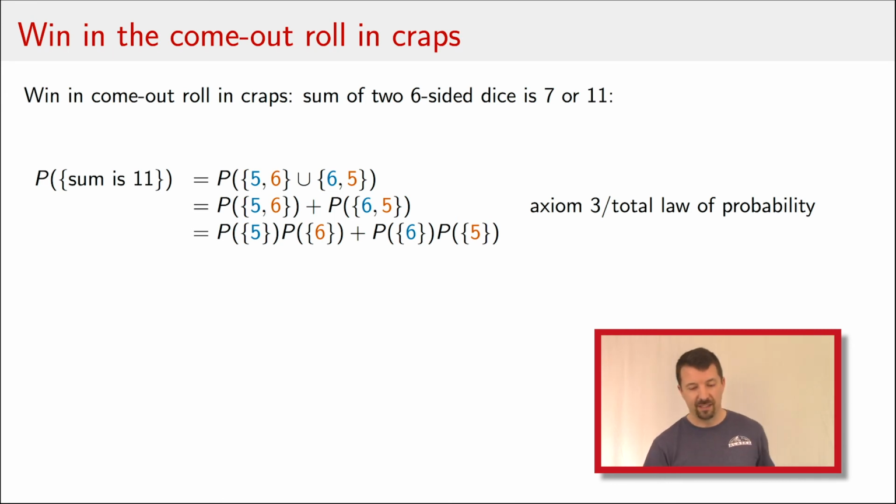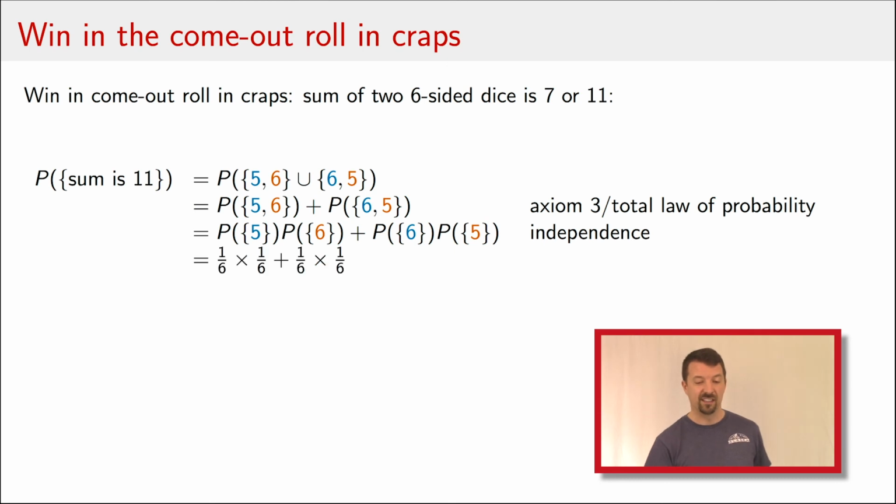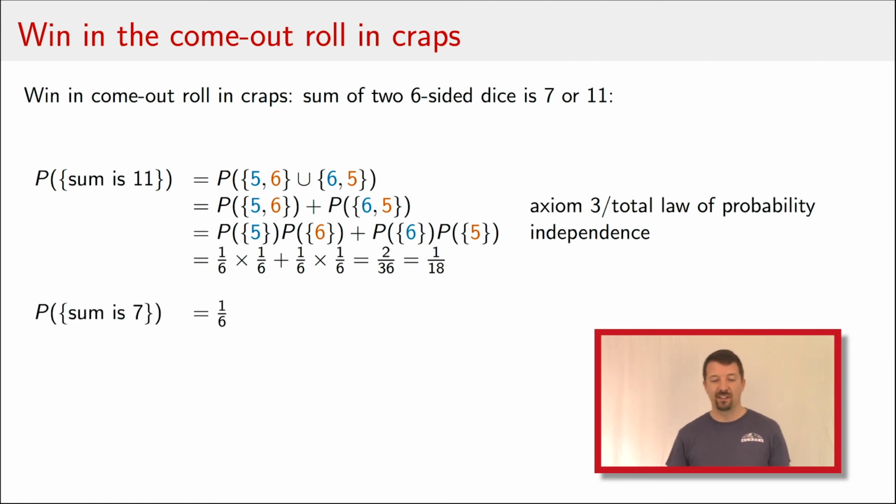Alright, now we can calculate these probabilities. Okay, that one was due to independence. We can now calculate these probabilities. We have 1/6 times 1/6 plus 1/6 times 1/6, and we calculate that the probability that the sum is 11 is 1/18. Now we can go through a very similar process. We're not going to do it here, but we can find that the probability for the sum being 7 is 1/6. But this would be a great time for you to check your ability to manipulate probabilities and verify that in fact that is 1/6.